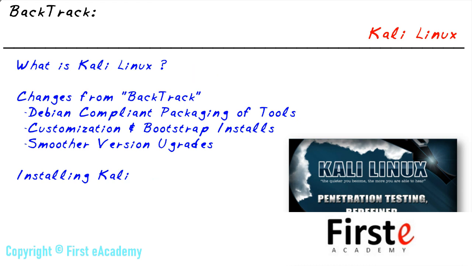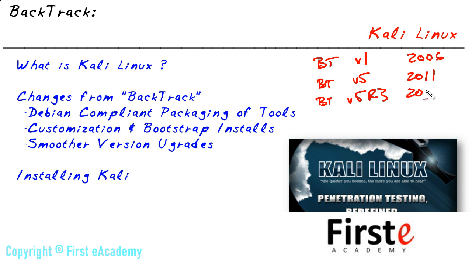Let's do a little history lesson in BackTrack. So BackTrack version 1 was developed and released in 2006 into the wild. And then there's version 2 and 3 and 4 and 5. In fact, BackTrack version 5 was released in 2011. Then BackTrack version 5 release 3 was out in 2012.